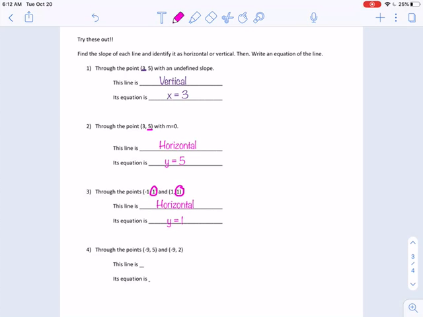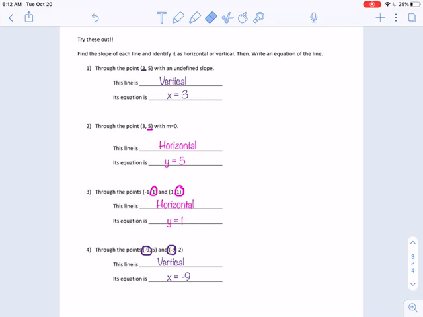The last line is a vertical line. This time the x's match, -9 and -9. So this is a vertical line, and the equation is going to be x equals that -9.